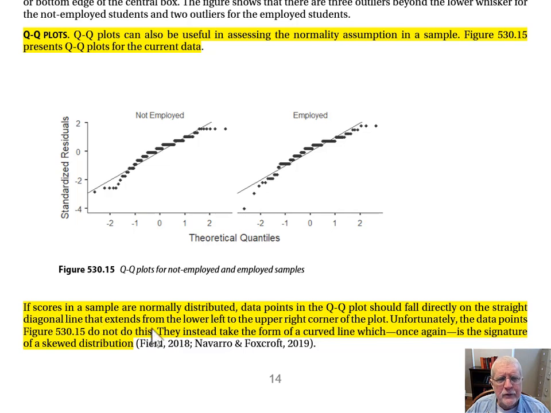If the scores in the sample are normally distributed, data points in a QQ plot should fall directly on the straight diagonal line that extends from the lower left to the upper right corner. Unfortunately, the data points in this figure do not do this. They instead take the form of a curved line, which once again is the signature of a skewed distribution. If our sample was perfectly normal, all of these dots would fall exactly on the straight line. The fact that they don't means we don't have a perfectly normal distribution. We see the same story when we look at these employed people.